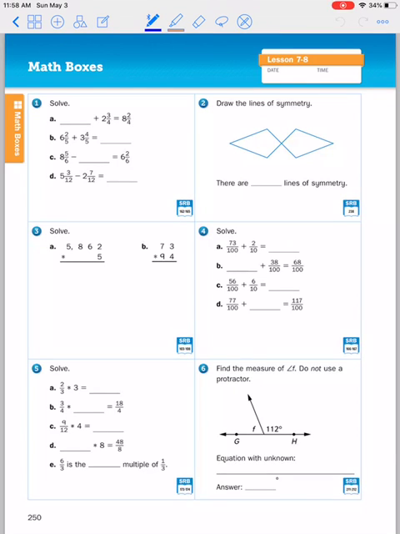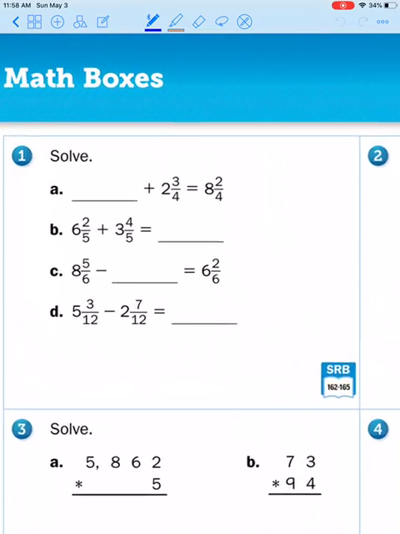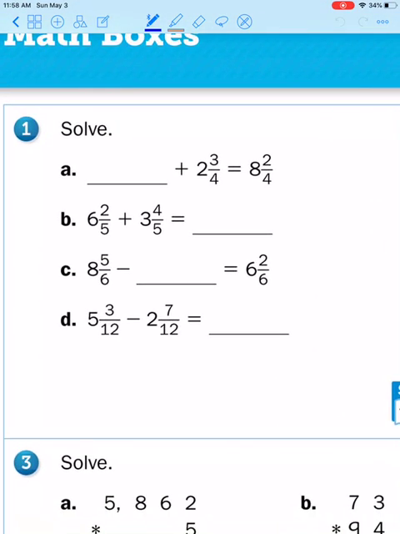Last math video of the day is our math boxes. So hopefully you guys already have these complete and you're just double checking your answers. So let's get started. Number 1, unknown value plus 2 3/4 equals 8 2/4.